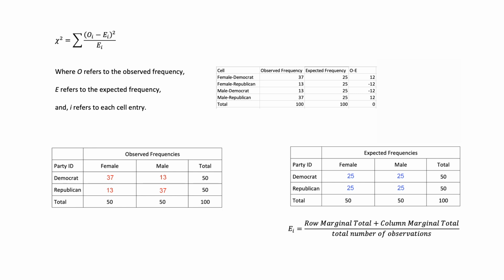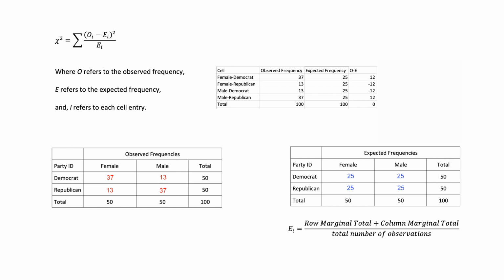Our first step is to calculate what's in the parentheses of our chi-squared formula, so we're going to subtract our expected frequency for each cell entry from its observed frequency. For female Democrats, we have 37 observed and 25 expected. We subtract the 25 expected from the 37 observed, and that gives us a difference of 12. We do the same thing for female Republicans: we observe 13, subtract our expected frequency of 25, and that gives us negative 12. We do the same for male Democrat and male Republican, which gives us negative 12 and 12, respectively.